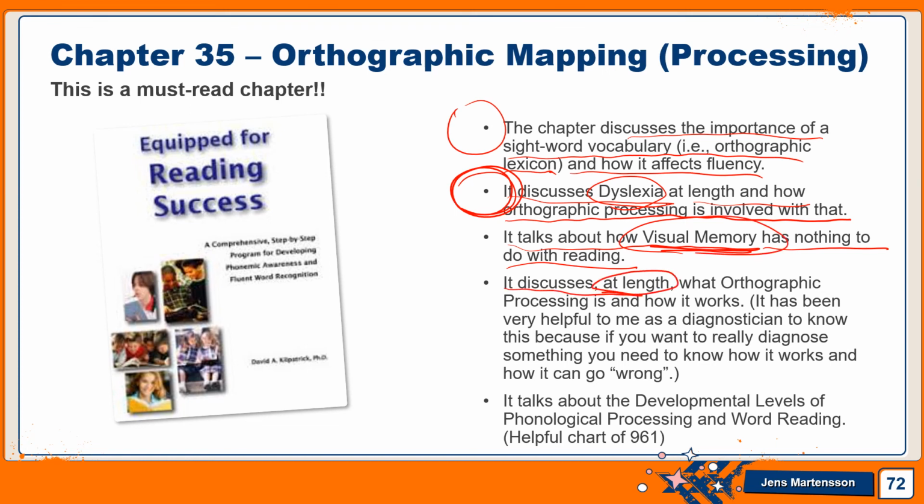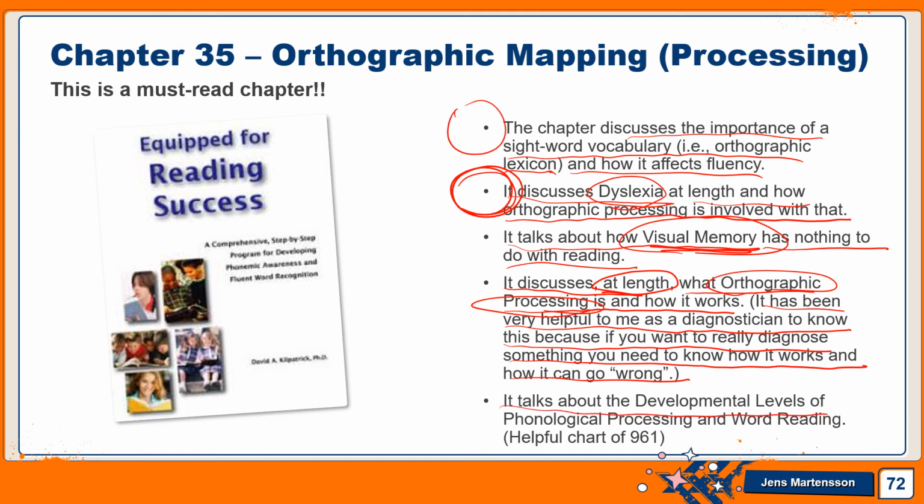It discusses at length what orthographic processing is and how it works. It has been very helpful to me as a diagnostician to know this, because if you want to really diagnose something, you need to know how it works and how it can go wrong. So like if something's going wrong with my car, I don't take it to a hairstylist. I take it to a mechanic, because the mechanic knows how the car works and they can diagnose what's going on and then they can fix it. So if you don't know about orthographic processing, how it works, how it affects reading, how it affects writing, you can't diagnose it. And we could be missing a lot of these kids, okay?